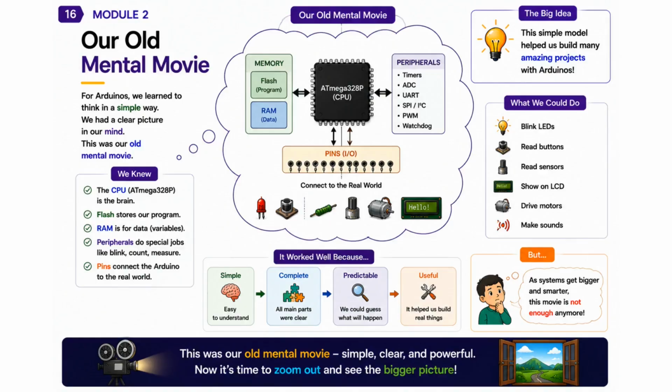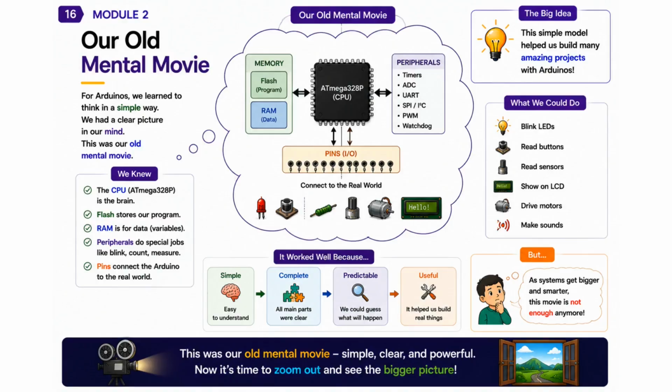With this understanding, we could build many useful projects. We could blink LEDs, read push buttons, measure sensors, display information on an LCD screen, drive motors, and even create sound and motion. This mental model worked well because it was simple. It allowed us to predict what would happen when we wrote a program. And most importantly, it helped us build real systems that actually worked. But now we are beginning to build larger and more intelligent systems.